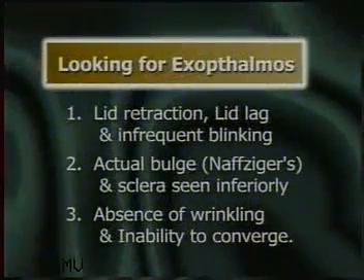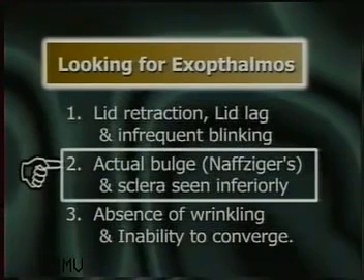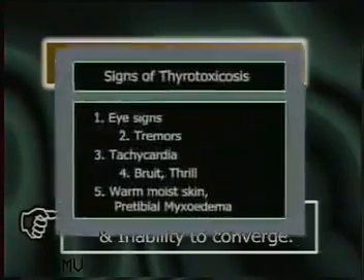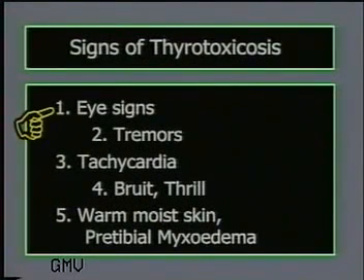To revise, look for lid retraction, lid lag and infrequent blinking. Look for actual exophthalmos by Knapp's method and visibility of sclera beneath the inferior limbus. Then look for wrinkling of forehead, that is Geoffroy sign, and test convergence, that is Mobius sign. We are examining for the signs of thyrotoxicosis, and we have now studied the eye signs in thyrotoxicosis.